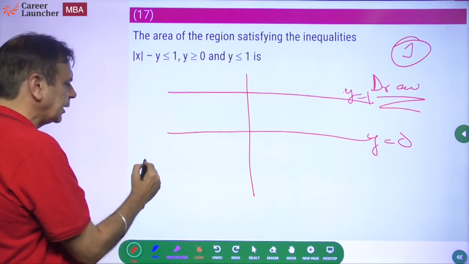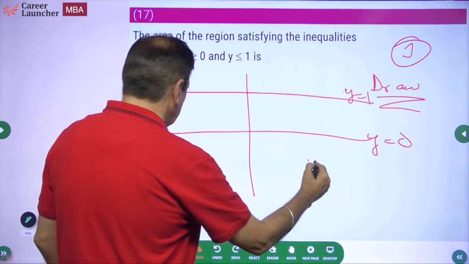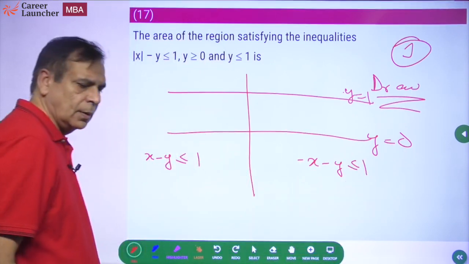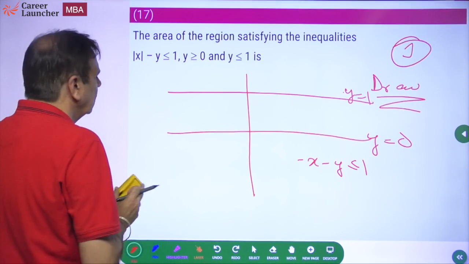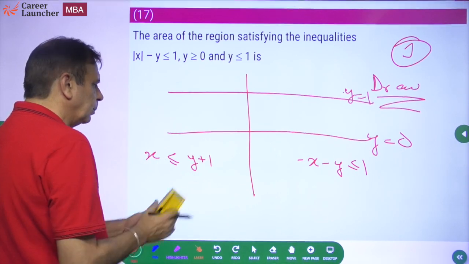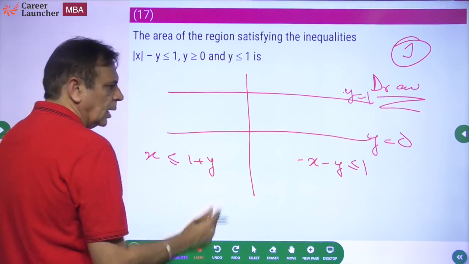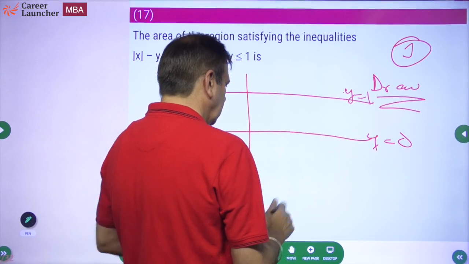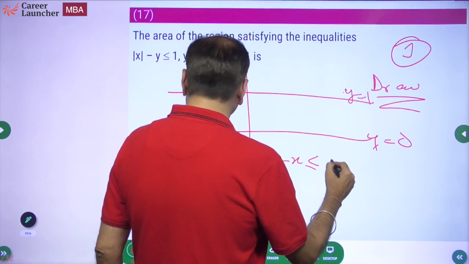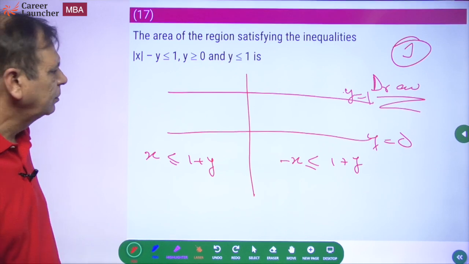There are two equations effectively. One is x minus y less than or equal to 1 and the other equation is x minus y greater than or equal to minus 1. Or let me write it down differently. One equation is x is less than or equal to 1 plus y, and the other is x is greater than or equal to minus 1 minus y. यही है ना दो equations.